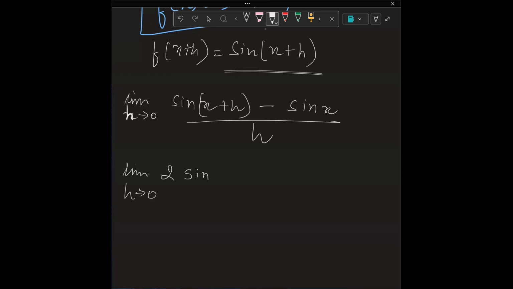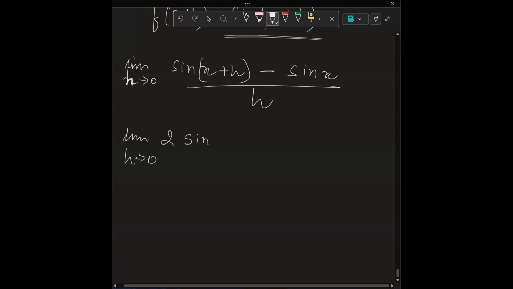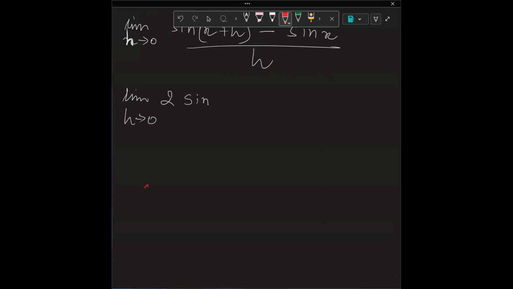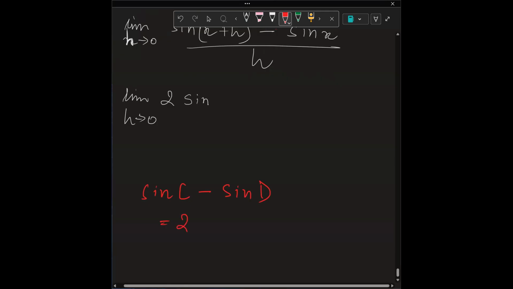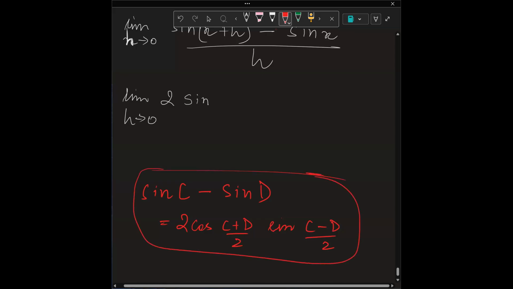So we were here: sin a minus sin b. Look, the formula for sin a minus sin b is this: let's suppose sin c minus sin d equals 2 cos((c plus d) by 2) sin((c minus d) by 2). This is the formula. Am I right? So this is cos, not sin. Here it will be cos. This is cos(c plus d).